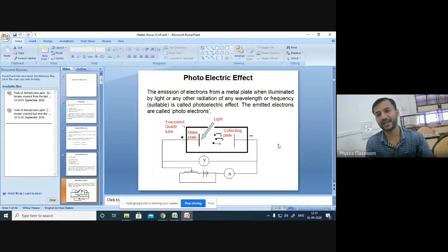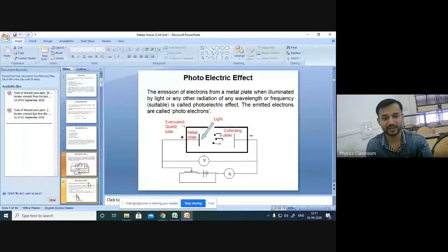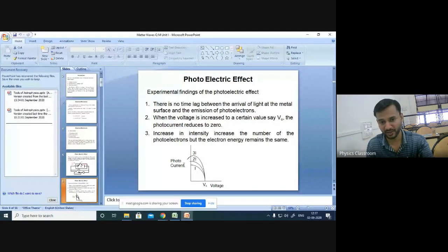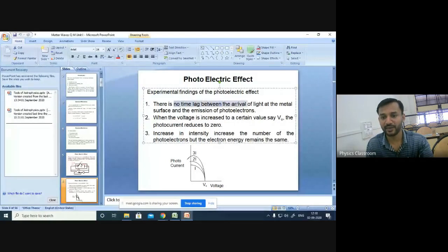This is the diagram of the photoelectric effect. In this diagram, what happens? Light is incident on the metal plate, and at that time, collection of electrons takes place. This is the vacuum tube. Vacuum is generated, and some potential is applied to it. It is the experimental finding that there is no time lag between the arrival of light at the metal surface and emission of photoelectrons.